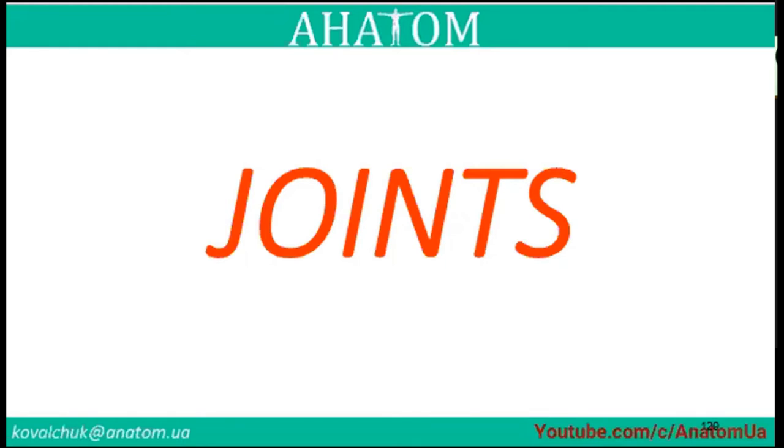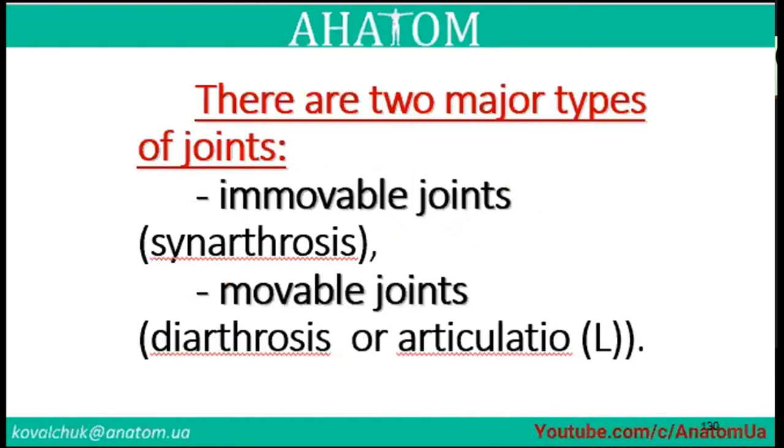So, the second part of our lecture is about joints, or by name, the articular system. There are two major types of joint. First, synarthrosis. Second, diarthrosis, or articulatio. Or as a variant, immovable joint and movable joint. Only two types of joints. Please remember.